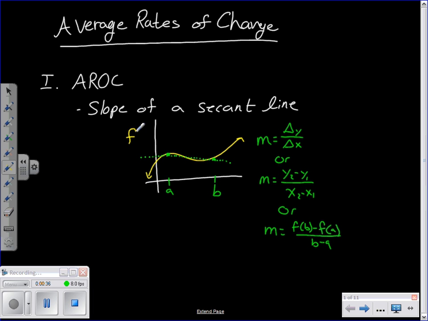So what this is, the slope, m, is simply the change in y divided by the change in x. You could represent that as the second y value minus the first y value divided by the second x value minus the first x value, or in terms of functions, this is simply f of b minus f of a divided by b minus a.